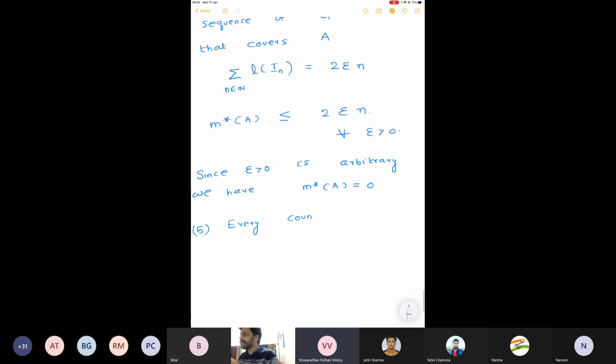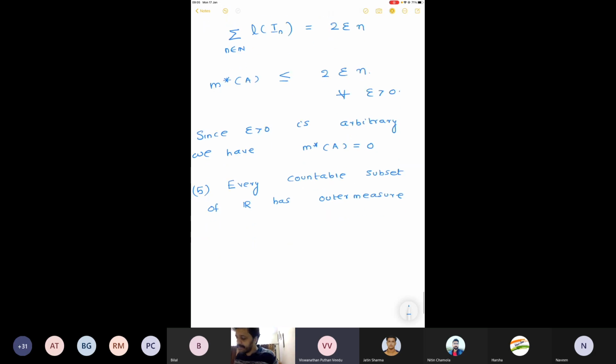Every countable set, whether it is finite or countably infinite, I don't mind. Every countable subset of R has outer measure 0. This is the next property. Outer measure 0. Every countable subset of R has outer measure 0.